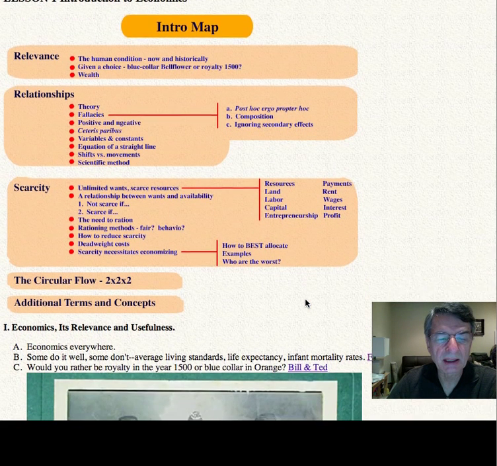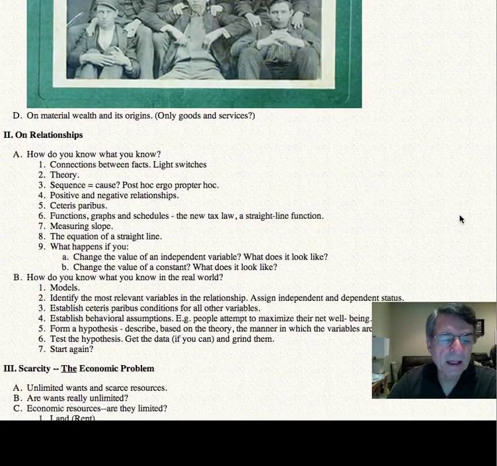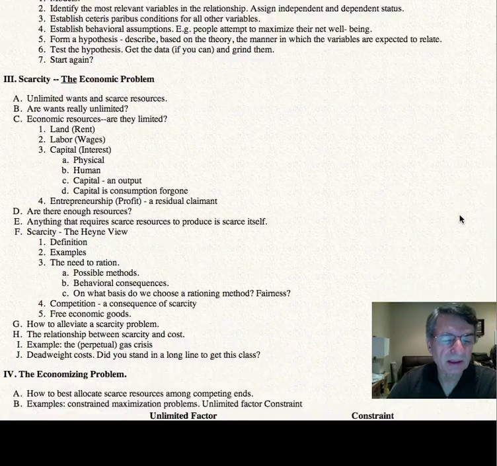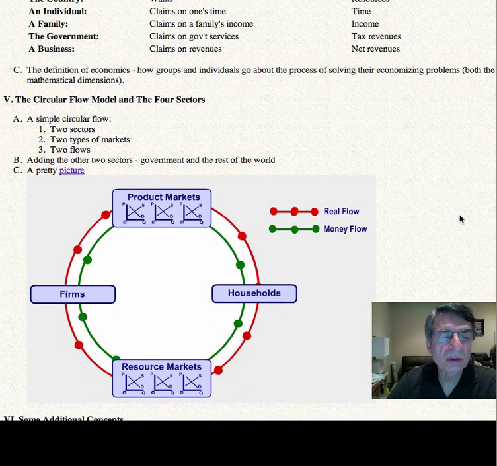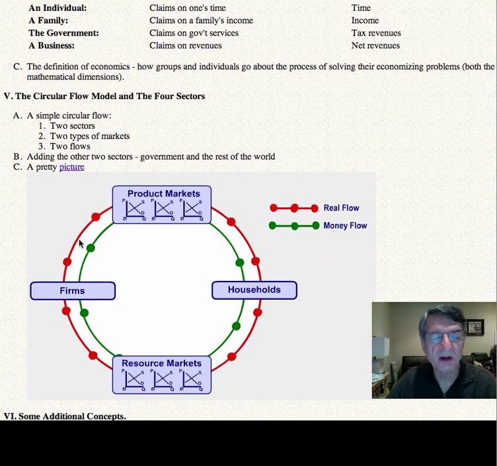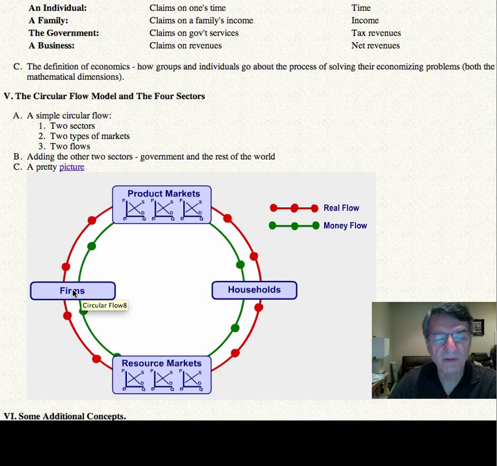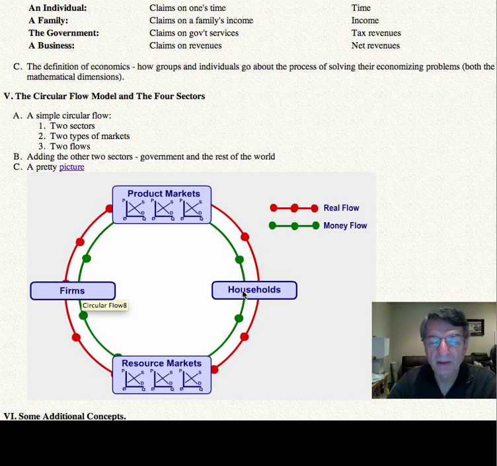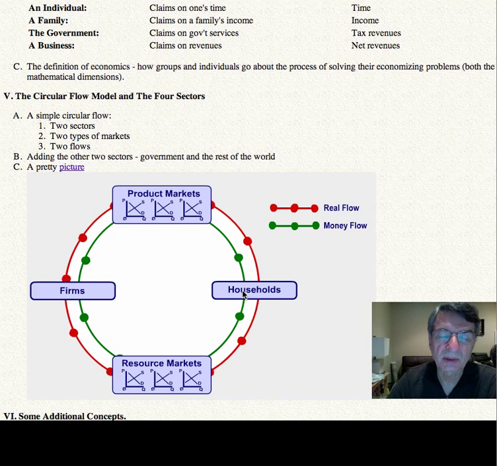I think about the circular flow, the simple 2x2x2 circular flow. It's a simple picture of the economy, the simplest you can draw really, and we only assume two sectors. These two sectors are firms, those are producing units, that is businesses or firms, and households. These are consuming units. If you have any questions at all, you can take a look at my family. We're definitely consuming units.